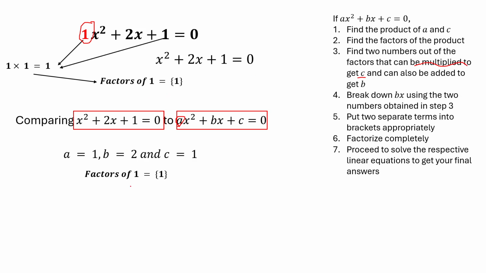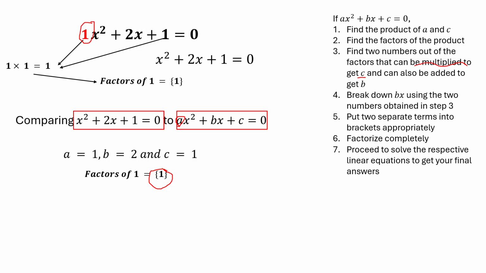Now, here's the case where the factors of 1 is just a single number, which is 1. So if it happens like this, you can actually use this 1 any number of times. Basically, you can use it twice. So the factors of 1 we are going to use will be 1 and then another 1, because we only have a single factor of 1 here.